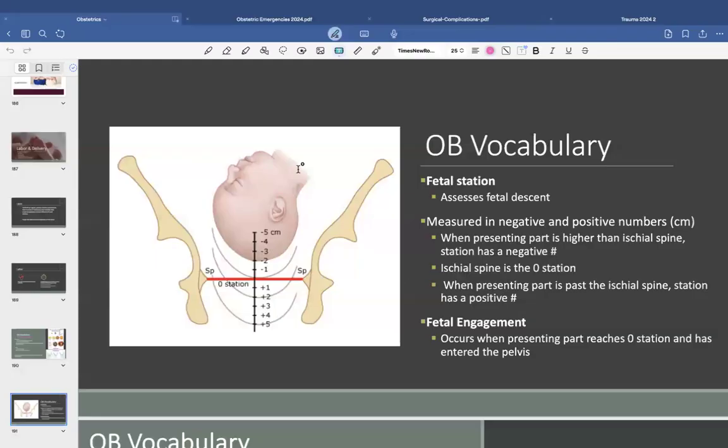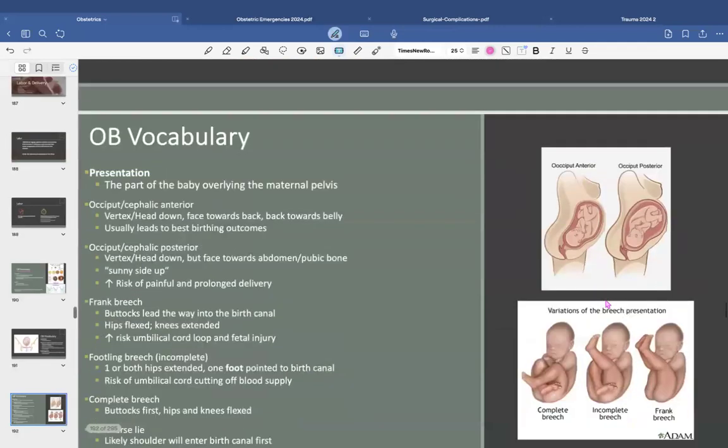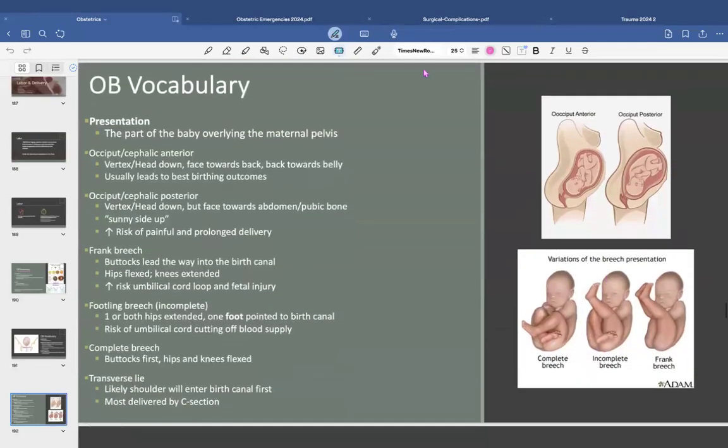All right. What is the presentation? We just talked about the presenting part. Presentation is the part of the baby that is overlying the maternal pelvis. There are several different presentations. Usually the head leads the way. However, sometimes the butt, the shoulders, or the face leads the way. And we'll talk about this in a second.